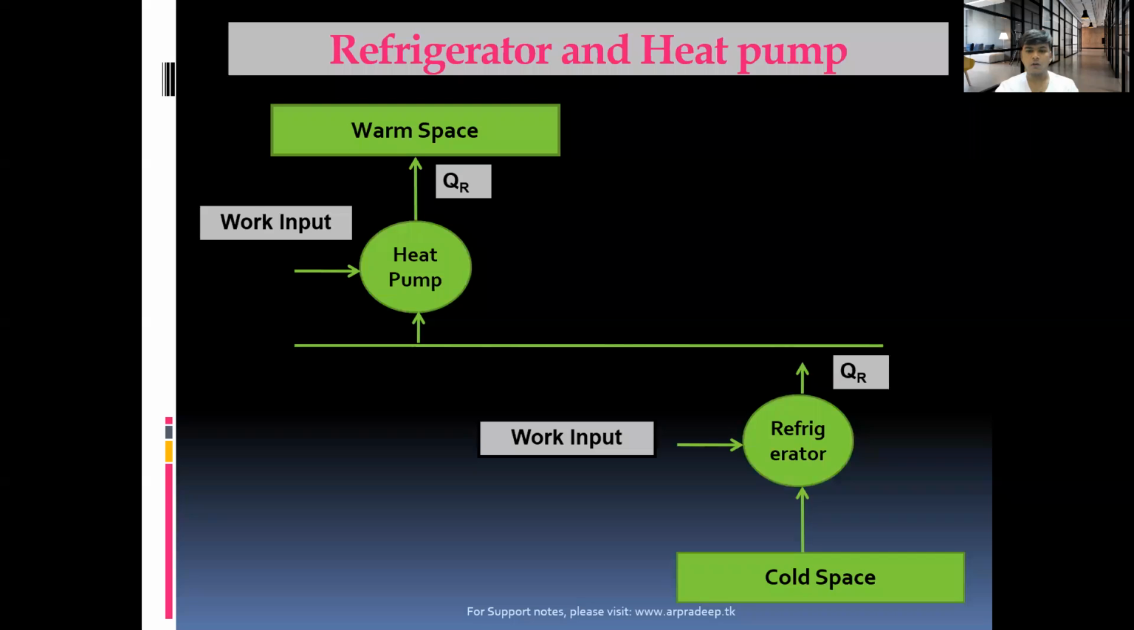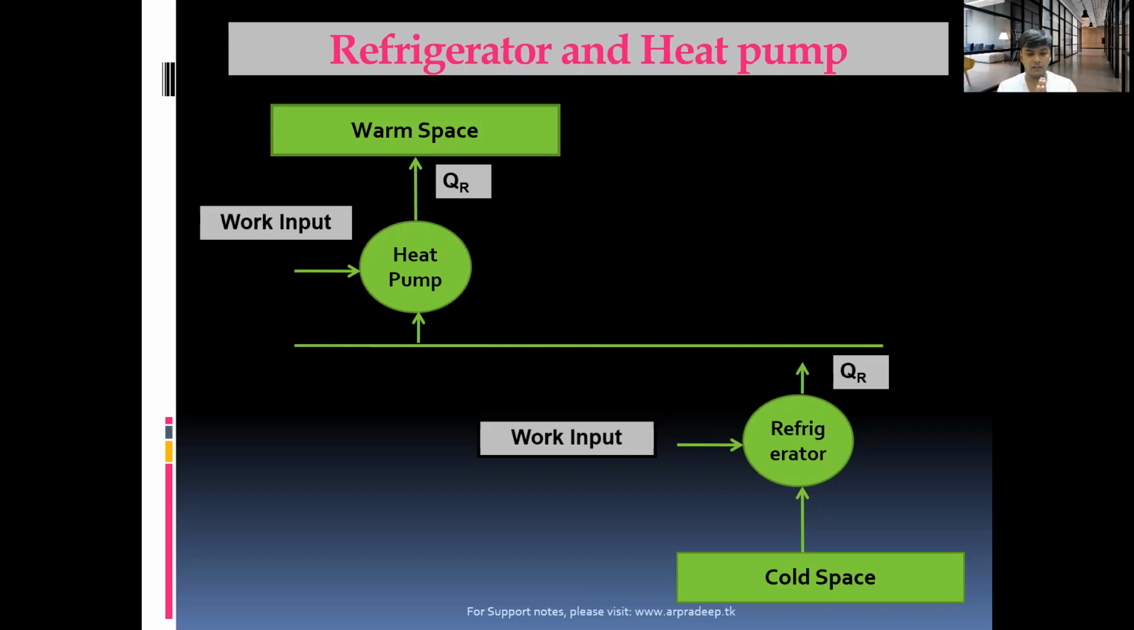And now let's understand the difference between a refrigerator and a heat pump. Refrigerator and heat pump are analogous to each other, and that is relevant to our subject here. The difference is that both of them work between two different temperatures. TH is the higher temperature, TC is the lower temperature. Both of them work between two different temperatures.